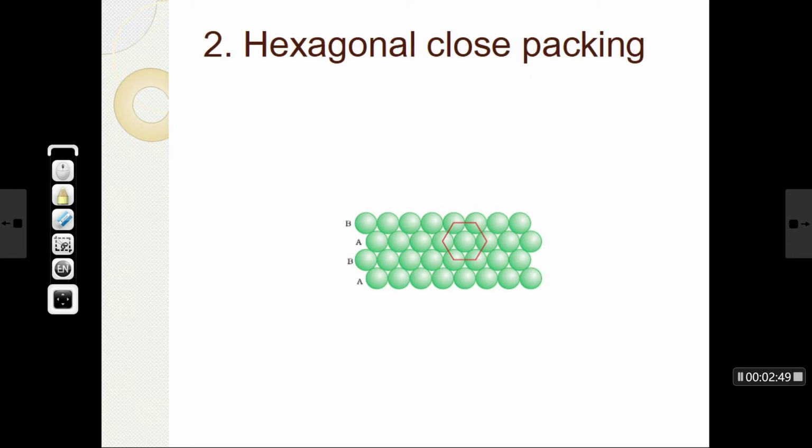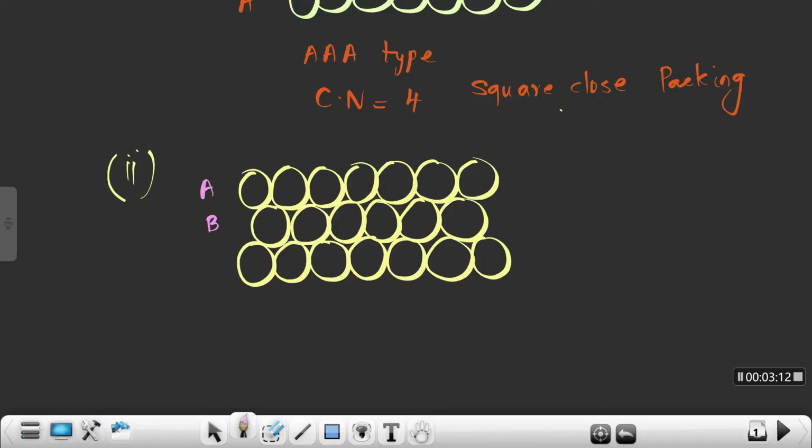The next way of two-dimensional packing is hexagonal close packing. In this arrangement, the second row may be placed above the first one in a staggered manner such that its spheres fit in the depressions of the first row. If the arrangement of spheres in the first row is called A type, then the second one is different, so it is called B type. And the third one is similar to the first one, so it is also called A type. So this type of arrangement is called AB type arrangement.